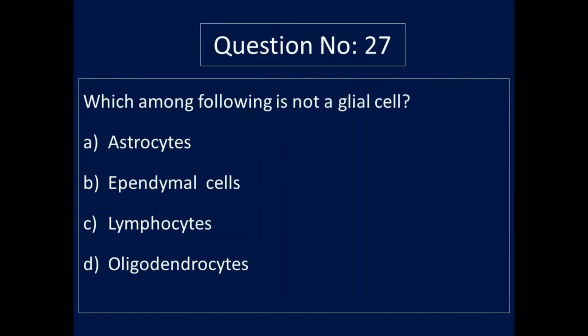Question number 27. Which among following is not a glial cell? Option A astrocyte, option B ependymal cells, C lymphocyte, and option D oligodendrocyte. Right answer to this question is option C lymphocyte. Lymphocyte is not a glial cell. All other options are examples of glial cells.